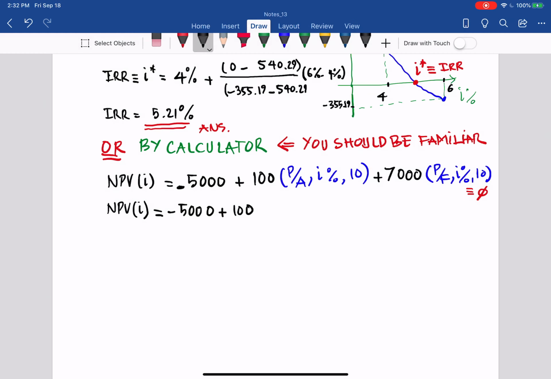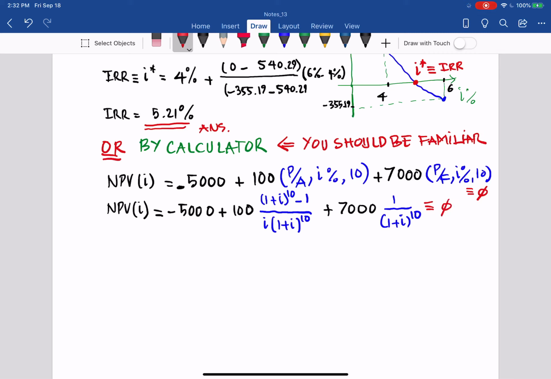So from that one here, we have 1 plus I power n, in this case n is 10 years, so 1 plus I power 10 minus 1 over I times 1 plus I power 10, plus 7,000 times 1 plus I power negative 10, over 1 plus I power 10, and that equals 0. So this is one equation, one unknown, I star.